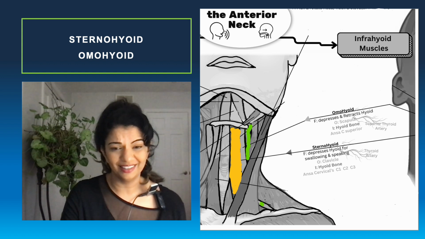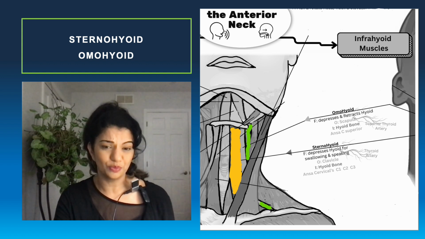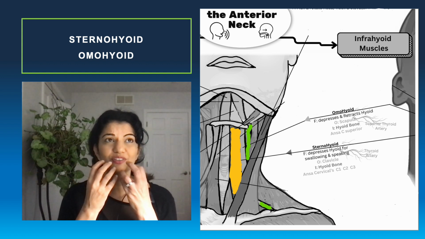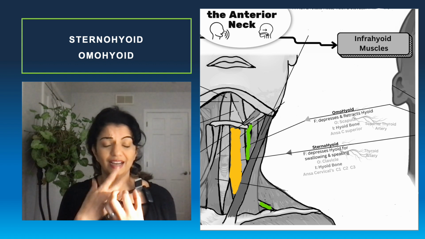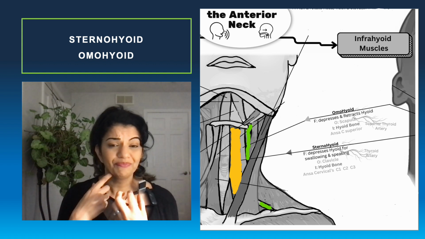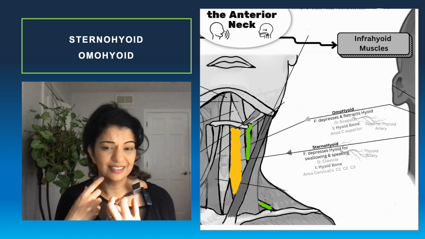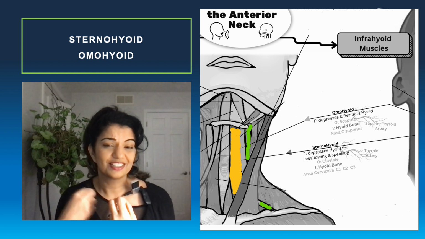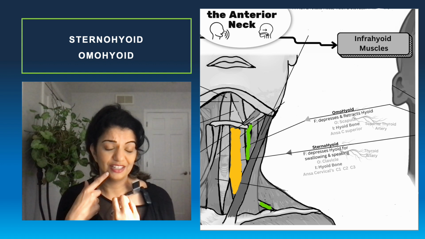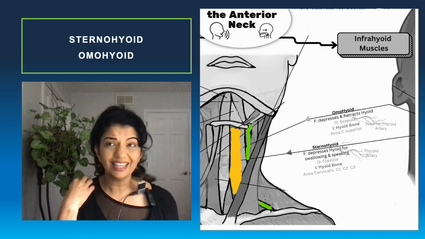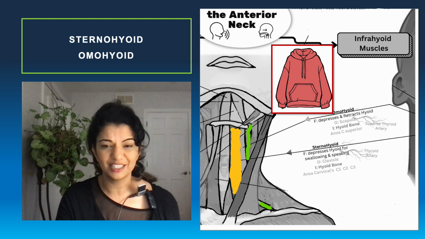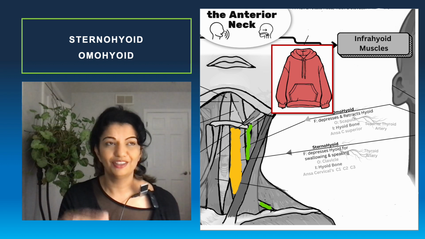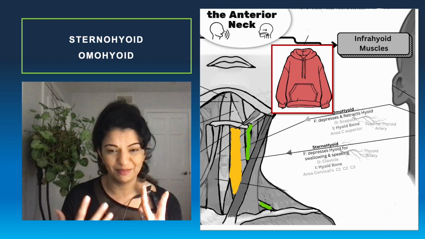It's the outlier because this is the longest one, and everything else is concentrated in that hyoid and thyroid area. This one actually is going to be a little different. It actually starts with the scapula and ends up in the hyoid bone. It's more like a ribbon, and it actually reminds me of a hoodie. You know, the strings on a hoodie, that's what it reminds me of.